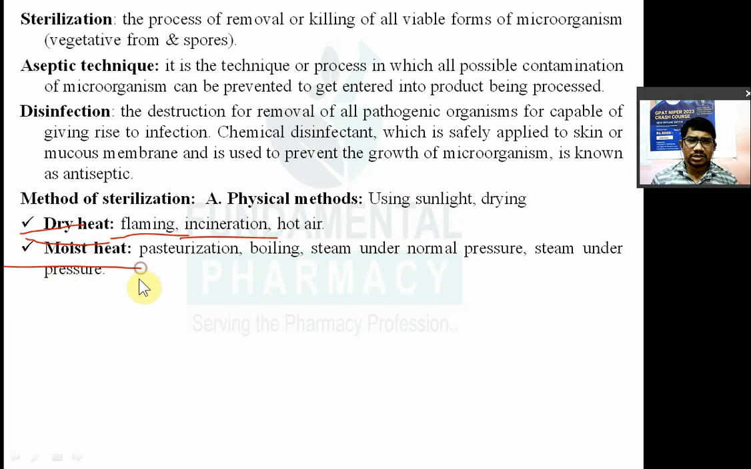Next, another method is moist heat sterilization. Moist heat मतलब क्या? यहाँ पे water vapors रहेगा. Water vapors at a high temperature.